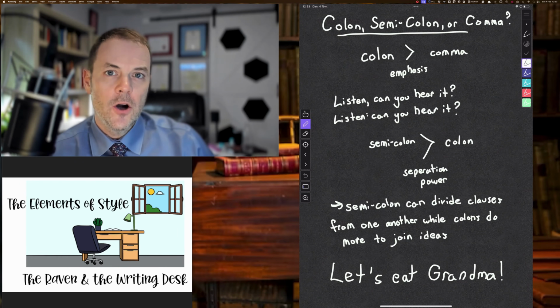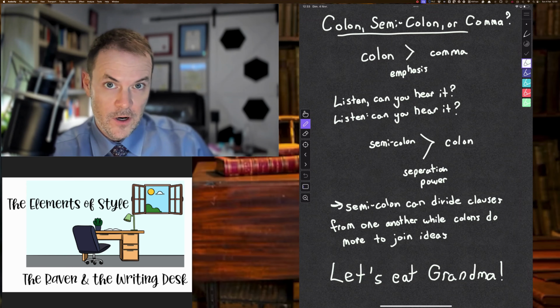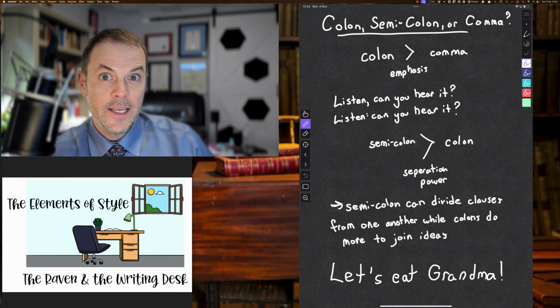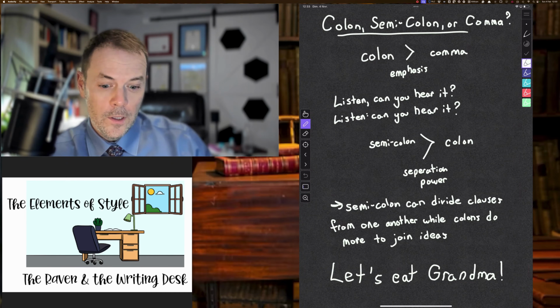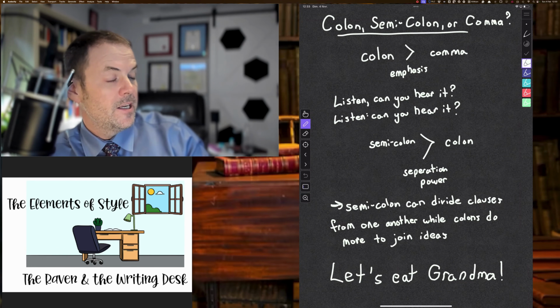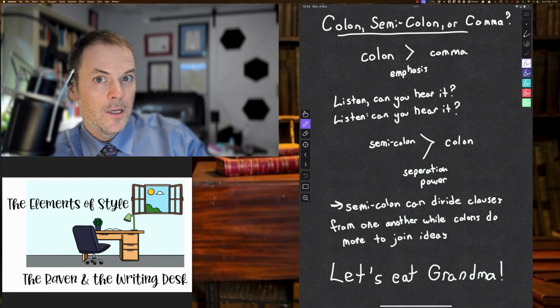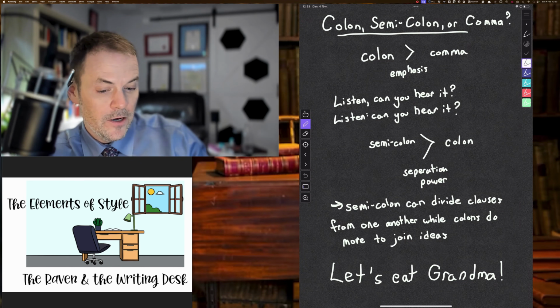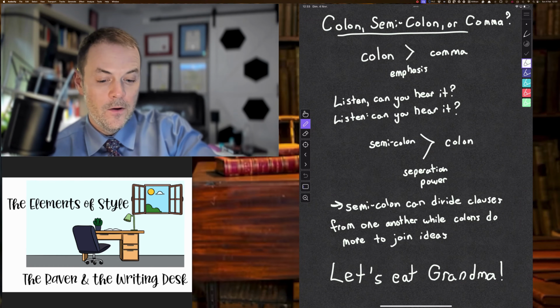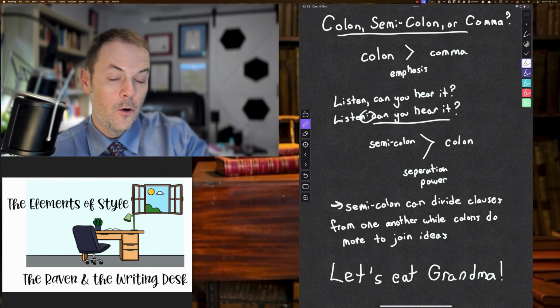Now, we've been talking about commas and periods so far, and the semicolon. Now we're getting into the colon. It is important to understand the difference in these stage cues, as I've described them before. A colon has more emphasis than a comma. I'm trying to illustrate it here when I say "listen, can you hear it?" as opposed to "listen: can you hear it?" By putting the colon here, I am placing greater emphasis on what follows.